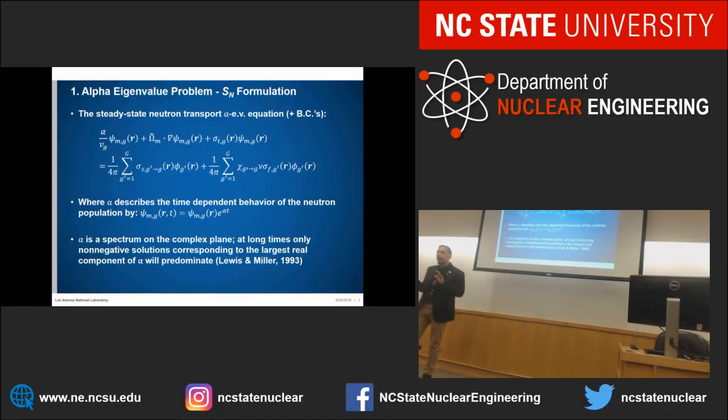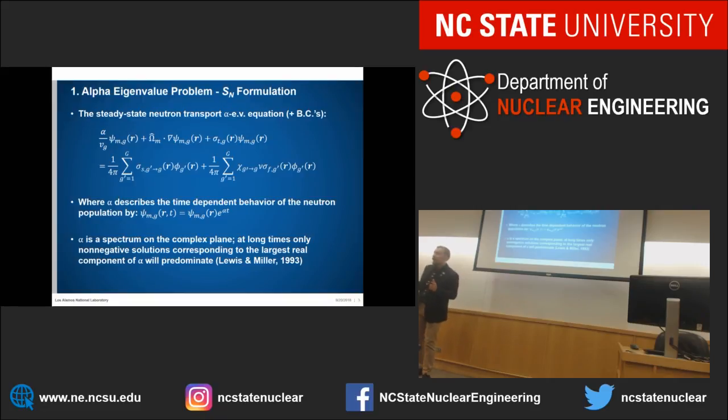Typically, if you're interested in solving the alpha eigenvalue equation, you only solve for the dominant alpha eigenvalue. This is because you're really interested in how the neutron population behaves with time. As time gets longer, which neutrons are going to dominate your system? As you can see by looking at the exponential, you're looking at the largest real alpha eigenvalue. So if you have a supercritical system where alpha is greater than zero, the fastest growing neutrons are going to predominate your system, and vice versa for a subcritical system. Very quickly, the neutrons that are decaying away the slowest are going to dominate your system.